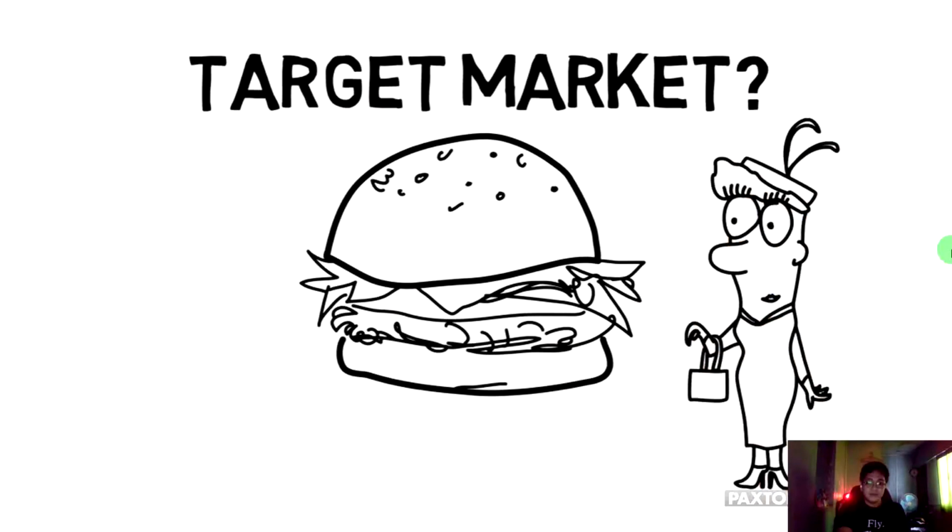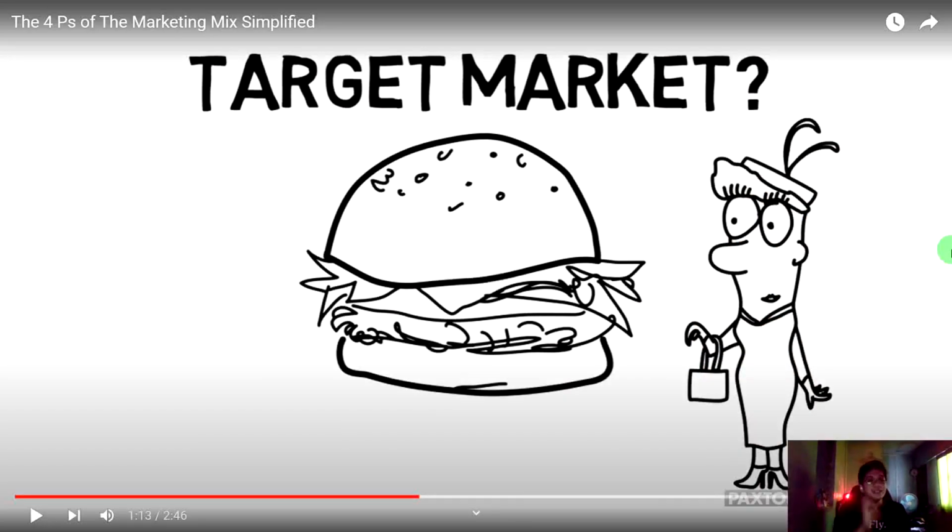Napansin niyo guys, unang-unang sinabi niya, you want to sell a burger. The first thing that you have to identify is to know your target market first. Ganun po kahalaga yung mga pinag-uusapan natin na market segmentation, market positioning, consumer buying behavior. Ganun po siya ka-importante. Kailangan kasi muna natin talagang malaman kung sino ang pinagbebentahan natin.